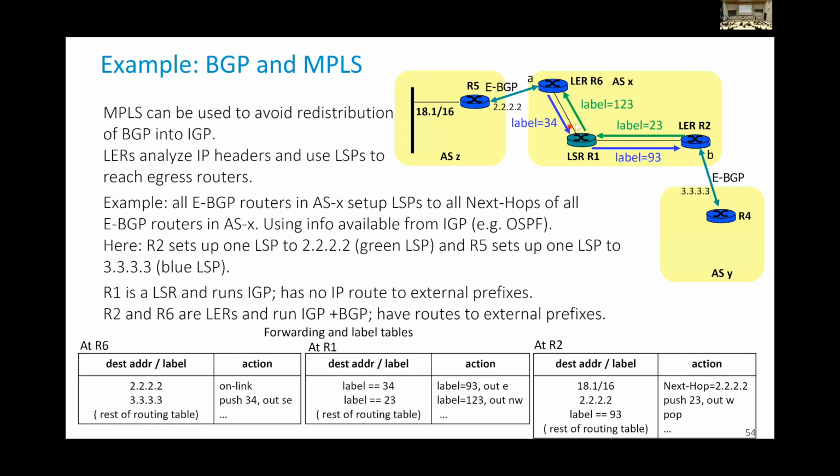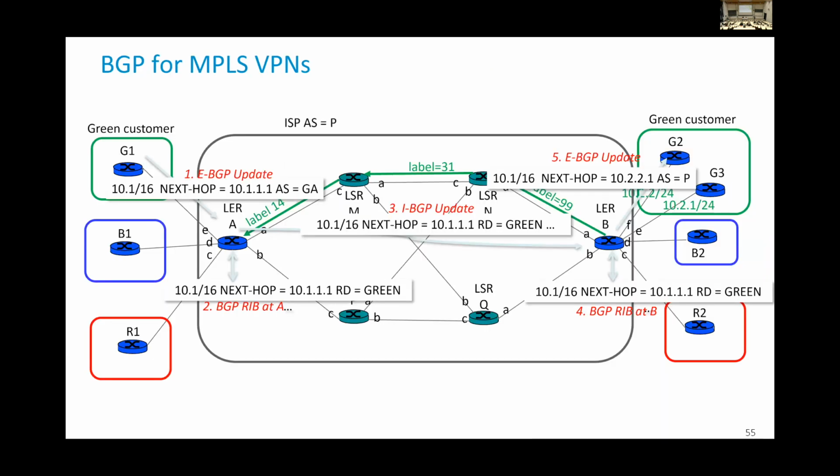And the interest is, of course, that LSR1 will simply see a label 93, and all it needs is to know what to do with label 93 or the incoming label 34, 23, etc. So this is a very common solution for BGP, solving the problem of scalability of BGP inside the domain.